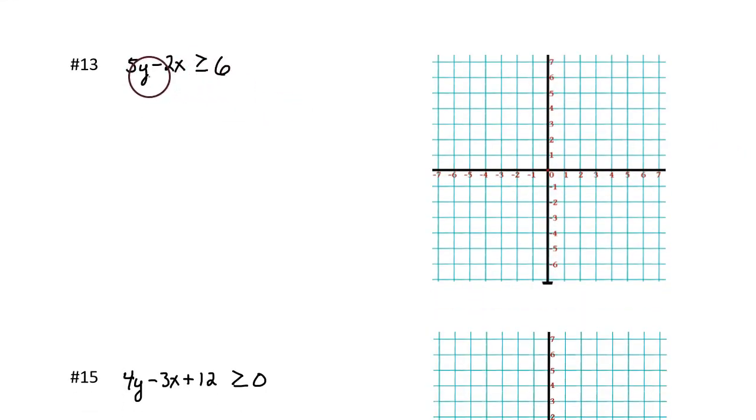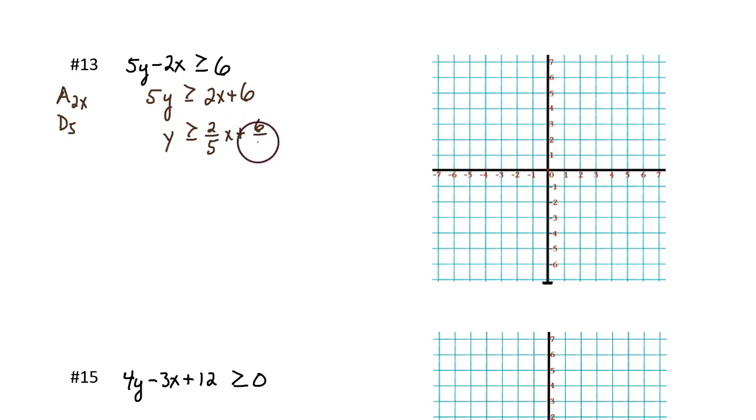Number 13. Let's put this in slope-intercept form because that helps us make the boundary and know where to shade it. First, let's add 2x to both sides. We get 5y is greater than or equal to 2x plus 6. Now divide by 5 to get y alone. We get 2 over 5x plus 6 over 5.